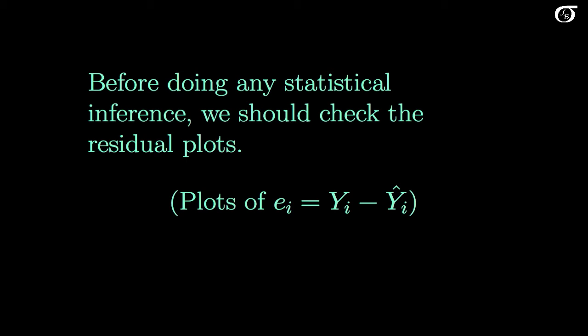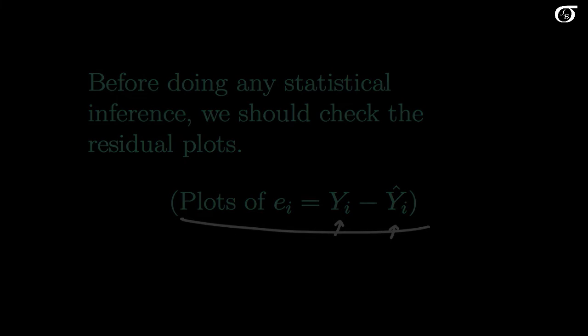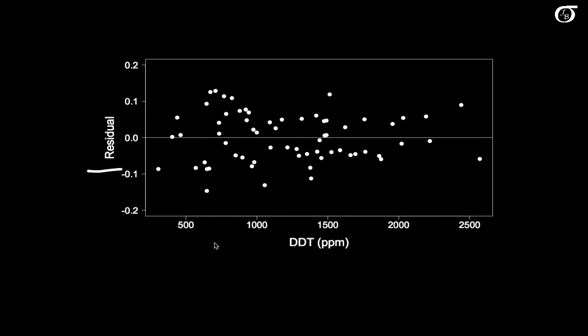Suppose we want to now do some statistical inference. Before doing that statistical inference, we want to check our residual plots to see if it is reasonable to do that. We plot out our residuals, which are the difference between our observed values and our predicted values from the model. Those residuals should show things like constant variance and normality if our statistical inference techniques are to be valid. And here's a plot of the residuals on the y-axis against our DDT, our x, on the x-axis. What we're looking for here: do we have constant variance?